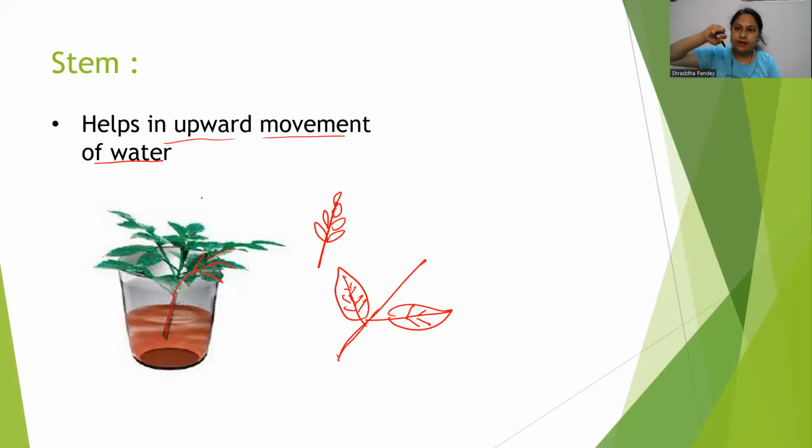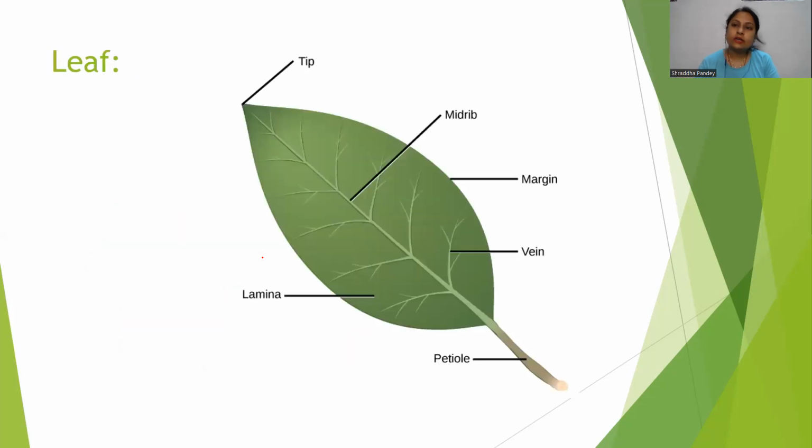So we water the plants down in the roots. From roots, the water goes to the upper part of the plant, to the leaves. So who transports the water to the leaves? It is the stem. Stem helps in upward movement of water. It is the stem which transports the water to the leaf. Okay. So now what is leaf? What is the importance of leaf?